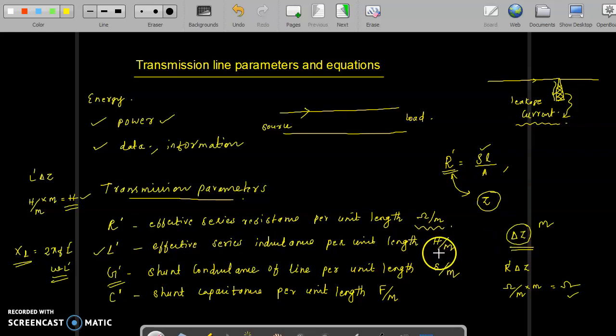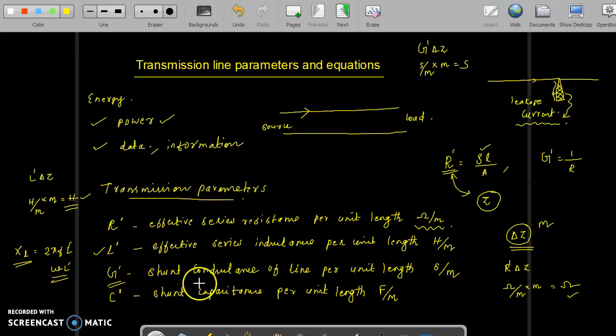If you consider a small network of length delta Z, then the total shunt conductance can be written as G dash delta Z. The unit of G dash is Siemens per meter, the conductance unit, multiplied by delta Z in meter, so it is Siemens. And G is inversely proportional to resistance.